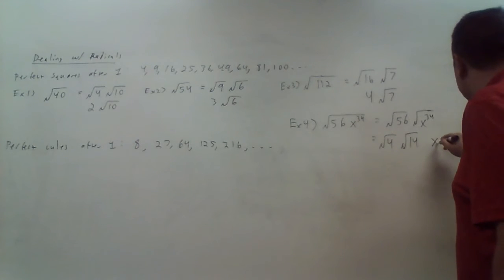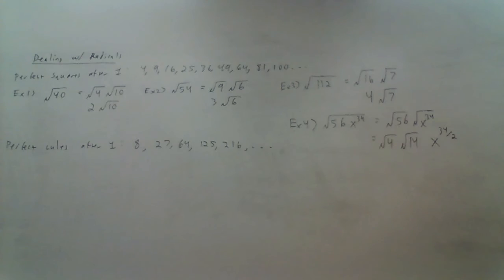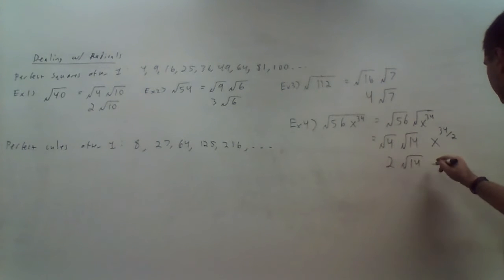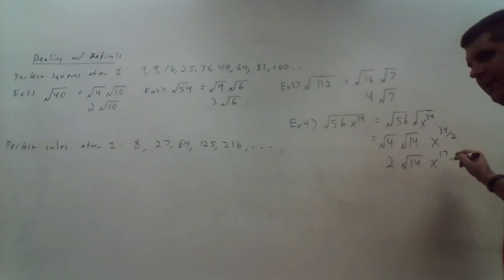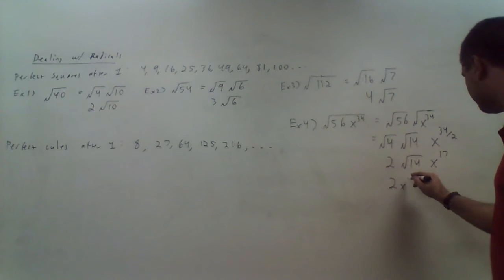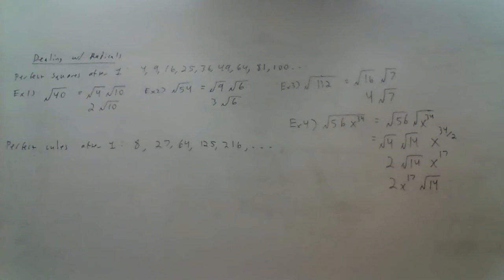Now x to the 34th is going to be changed to 34 halves as an exponent. So the square root of 4 is 2, the square root of 14 stays, and this will be x to the 17th, which gives me 2x to the 17th times the square root of 14 when I rearrange the multiplication product to have the radical last.